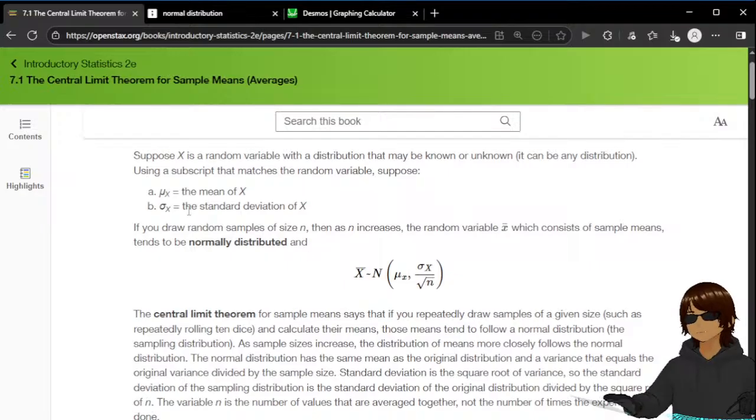Wait, hold on. Are we dividing this by root n? Sigma x is the standard deviation of x. We divide it by root n, we just get rid of the denominator, right? In the formula for the standard deviation.